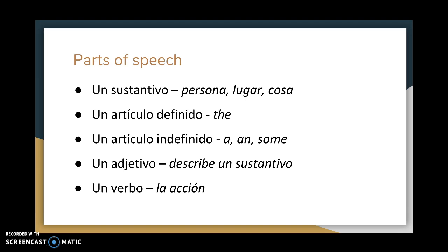Un adjetivo, or an adjective, describes a noun. The job of an adjective is to describe or modify a noun. And finally, un verbo, or a verb, is the action of a sentence. Today, we'll be focusing on nouns, definite articles, indefinite articles, and adjectives, and we'll make sure that you know how to recognize a verb in Spanish.